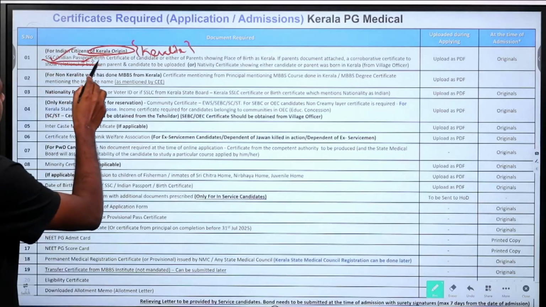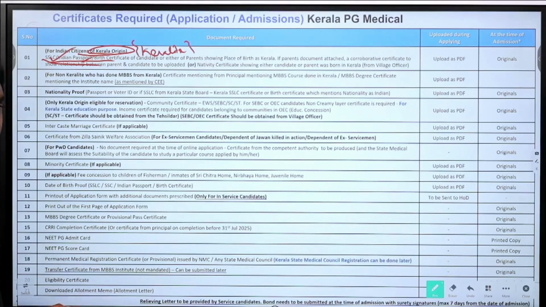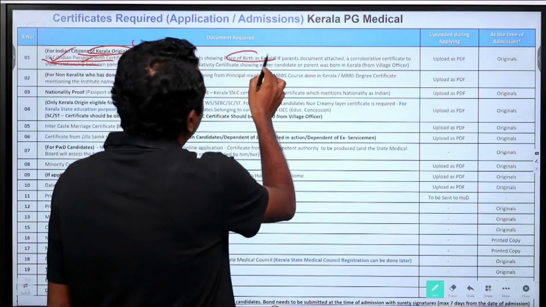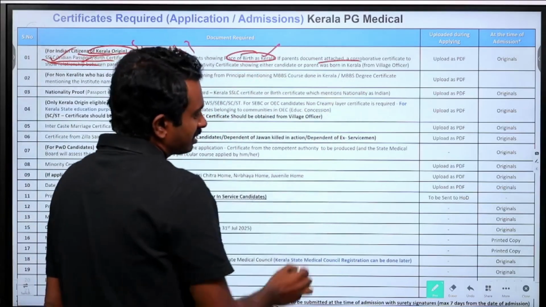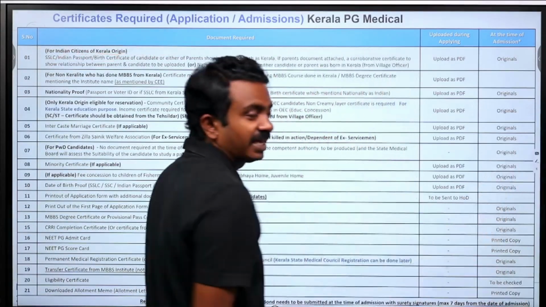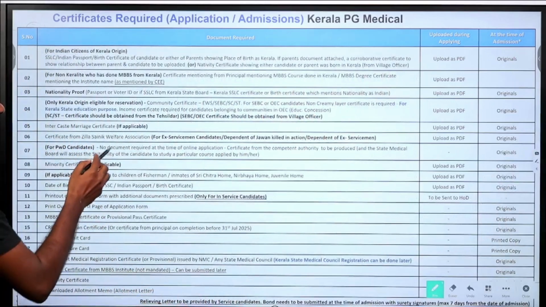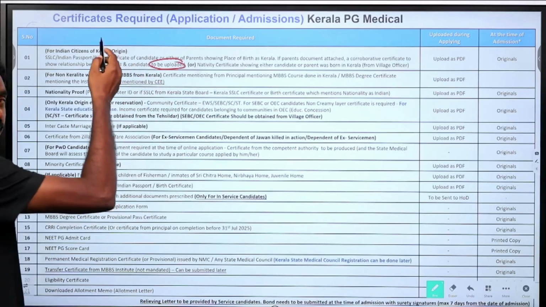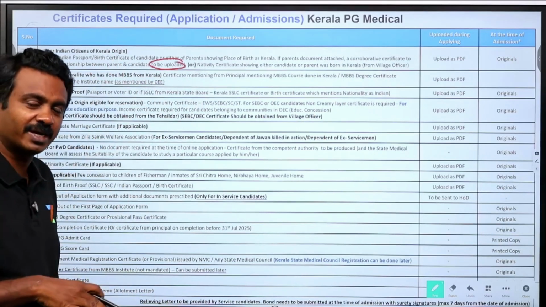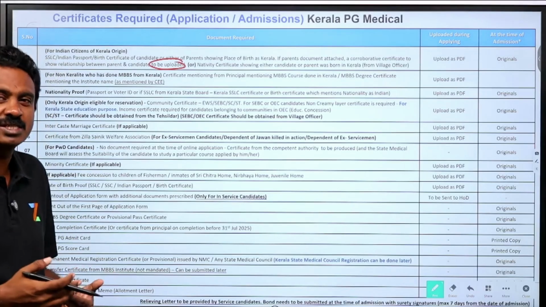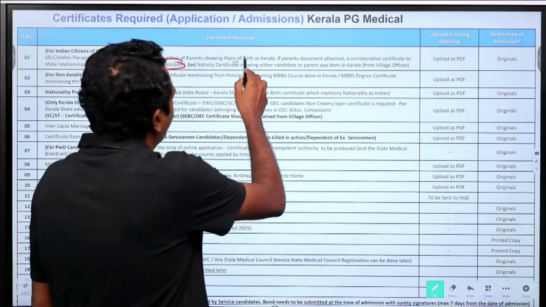What is required for that? SSLC, Indian passport or birth certificate of the candidate or parent, any one of them, showing place of birth as Kerala. If parents' documents are attached, a corroborative certificate saying that this person is the parent should be attached. This can even be your passport you have already attached, where it has your parent's name, that is fine. Or you have a 10th, 12th certificate mentioning your parent's name, that is also fine.